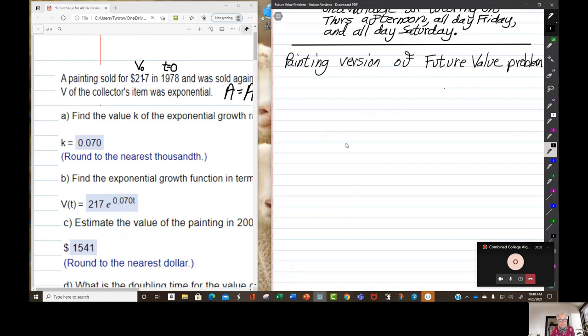That's what we're dealing with. So the important information is that in 1978, the painting sold for $217. In 1989, the painting sold for $470. The amount of time that's passed is 1989 minus 1978, which is 11 years.